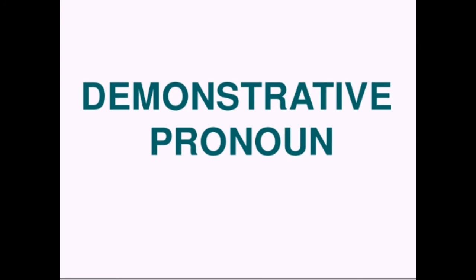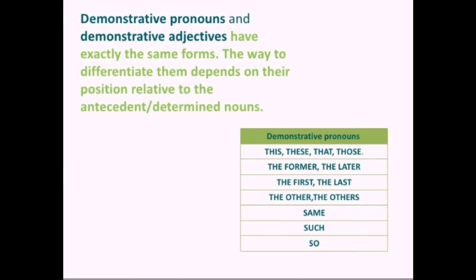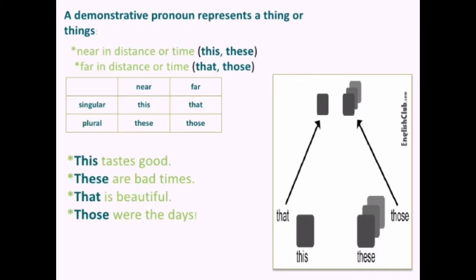Okay. Now we are going to see demonstrative pronouns. Demonstration, you all know, means to point out. So demonstrative pronouns and demonstrative adjectives have exactly the same forms. The way to differentiate them depends on their position relative to the antecedent or determined nouns. So basically, which are demonstrative pronouns? The ones which are used for demonstration, to point out. These are used to point out the things that they refer to, right? And one more thing that you have to remember is you don't have to confuse yourself between demonstrative pronoun and demonstrative adjective.